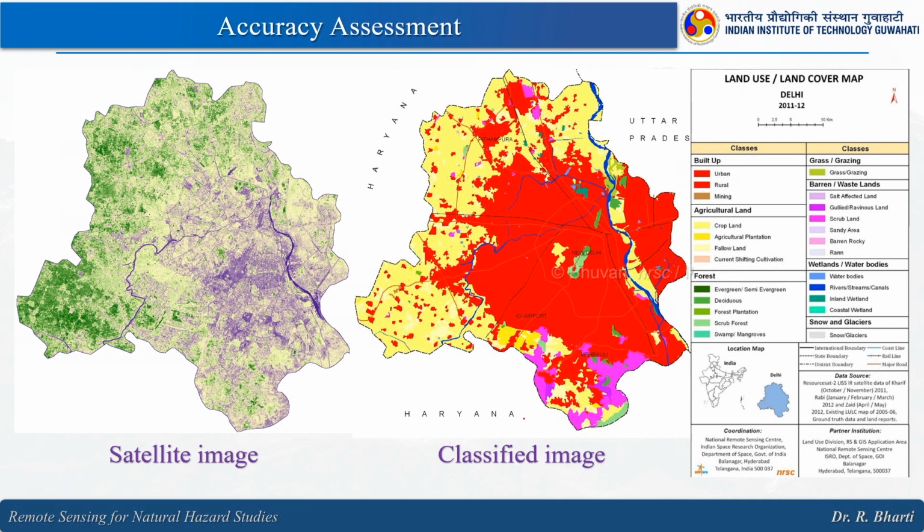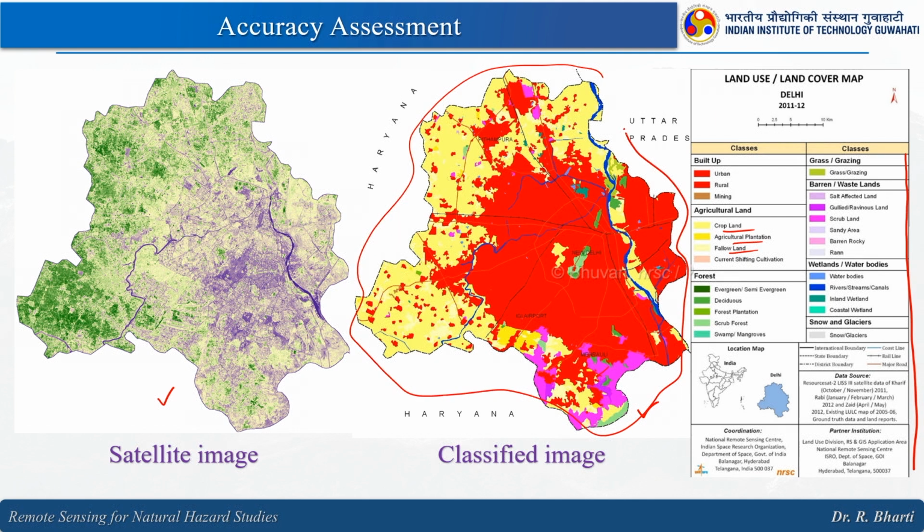So, this is one example. Here you can see the satellite image is on the left side and the right side is the classified image, and this is the table. So, this legend can be used to refer whether this color is urban or mining area or rural area or cropland or agriculture land or fallow land. So, this color code is helping us to understand how much area is covered with a particular class or category, right. So, after accuracy we will be telling that this particular map is 60% correct or 90% correct, right.